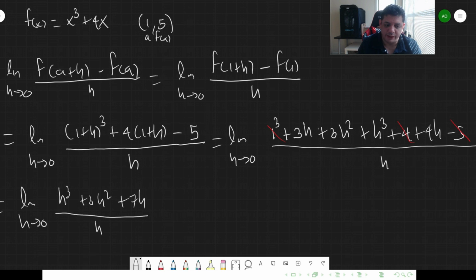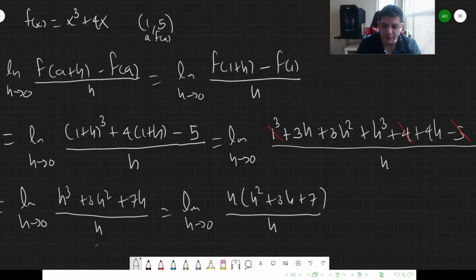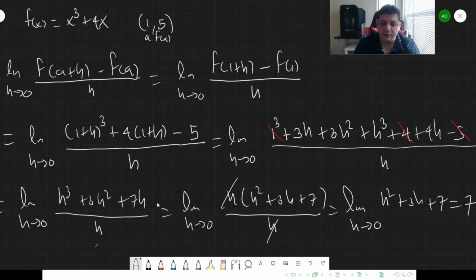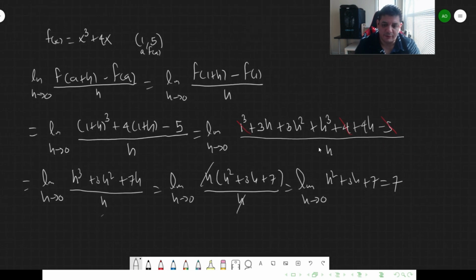And everything over h. But now we have h on top and bottom that we can factor out and cancel out. So h is a factor of h squared plus 3h plus 7 over h. This goes away, and this is the limit when h goes to 0 of h squared plus 3h plus 7. And if we plug in when h goes to 0, this is going to go to 7. So here, what we get is that the slope of the tangent line is 7.